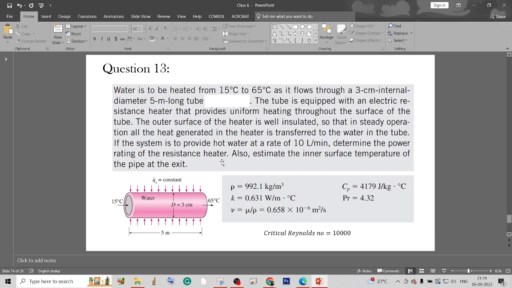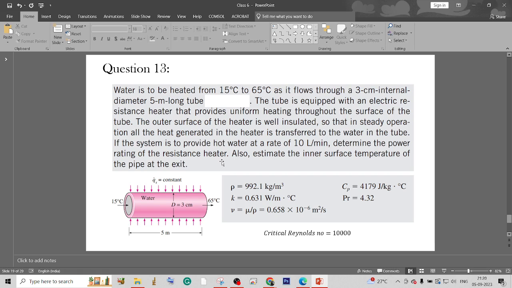If we apply h delta T, this Q we already know. We have already found out the heat transfer rate. Heat transfer rate upon the surface area through which heat transfer takes place, pi d L, will give us the heat flux. And heat flux is equal to h delta T, that is the surface temperature minus the mean temperature of the water.